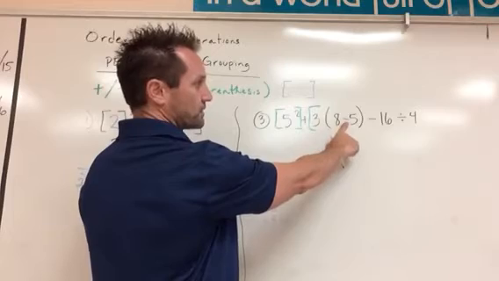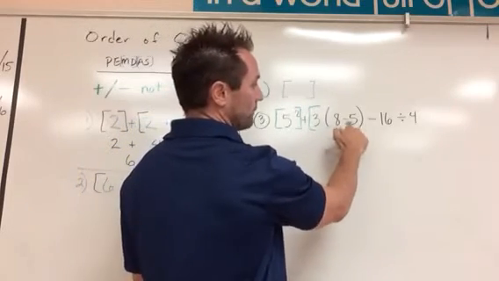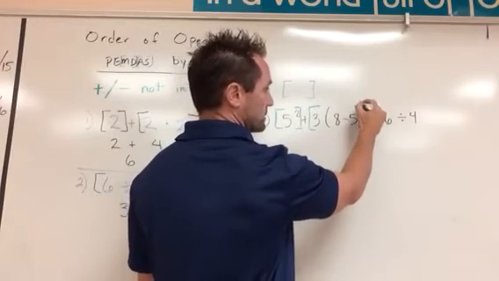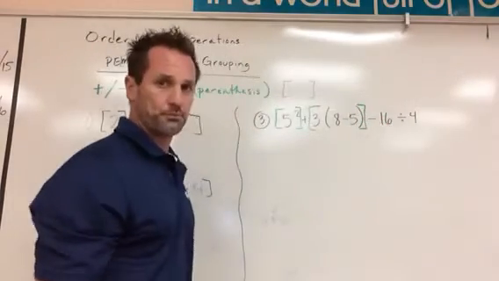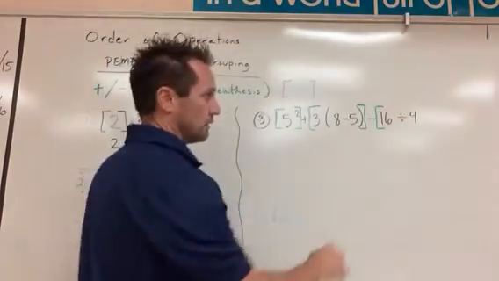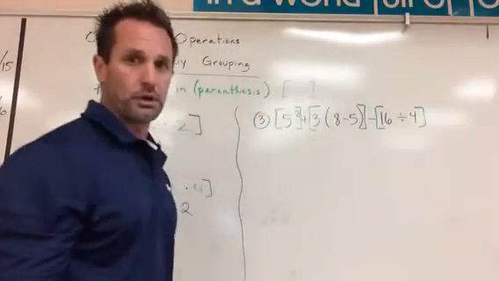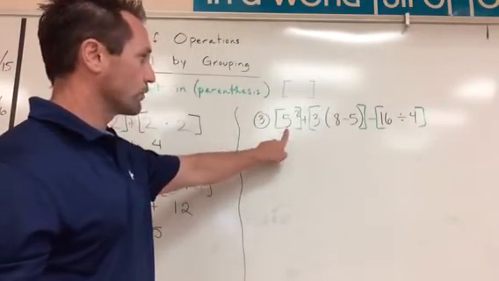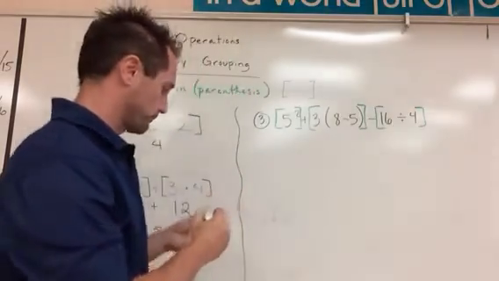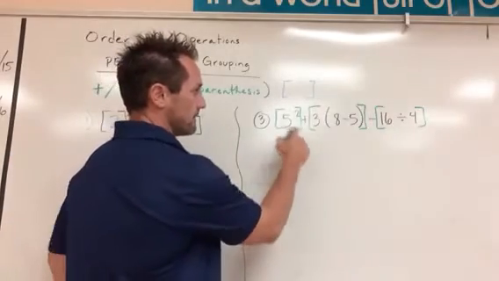I see a subtraction sign here, but it's inside a set of parentheses, so I'm going to leave it. I see a subtraction sign here, not inside parentheses, so I'm going to make a new group, and then I'm going to start a new group, and I go until the end of the problem. So now I have one group, two groups, three groups. And let's see what we got.